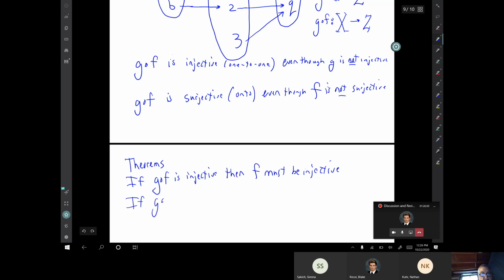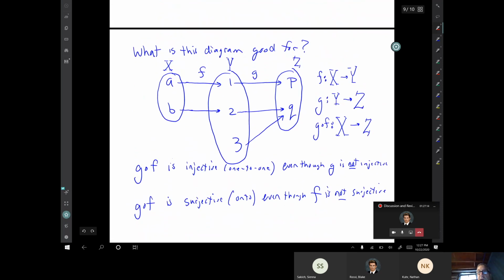And if G composed with F is surjective, then G must be surjective. So that is, the thing on the left has to be surjective. The thing on the right does not have to be surjective, but the thing on the left has to be. So if you look at this map again, G composed with F is surjective. Every element of Z has an arrow that hits that element. So that means all those arrows are coming from set capital Y, and so the function G, which is sending those arrows, has to be a surjective map.